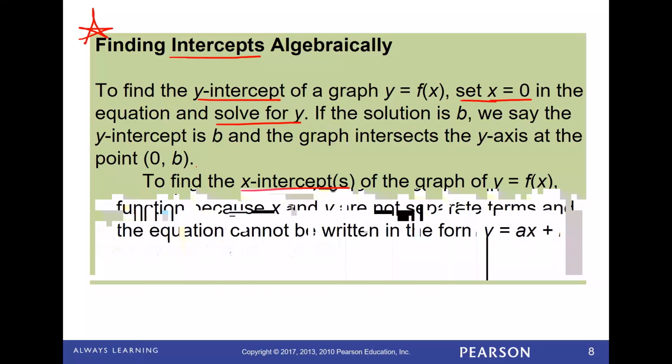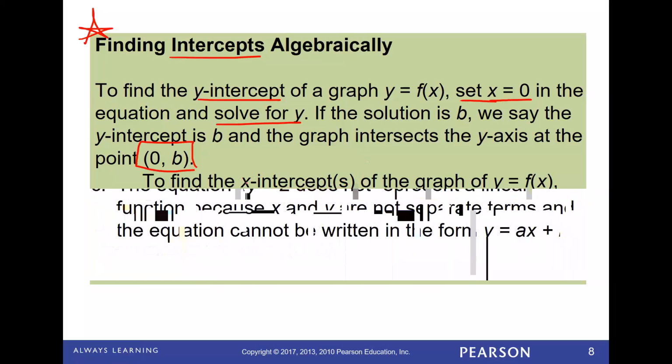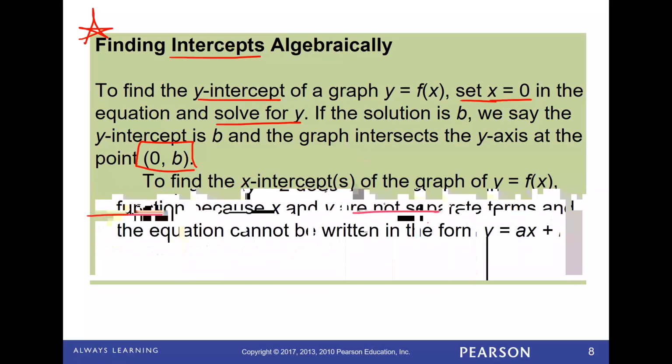Once you've done that, your final answer will be a beautiful ordered pair. Okay, now again, we just said x was 0, so what would be that y value? We'll just call it b in our case here. Okay, now for the x-intercept, same setup, except the opposite of x is y. So we're going to set y equal to 0 in our equation and then solve for x.